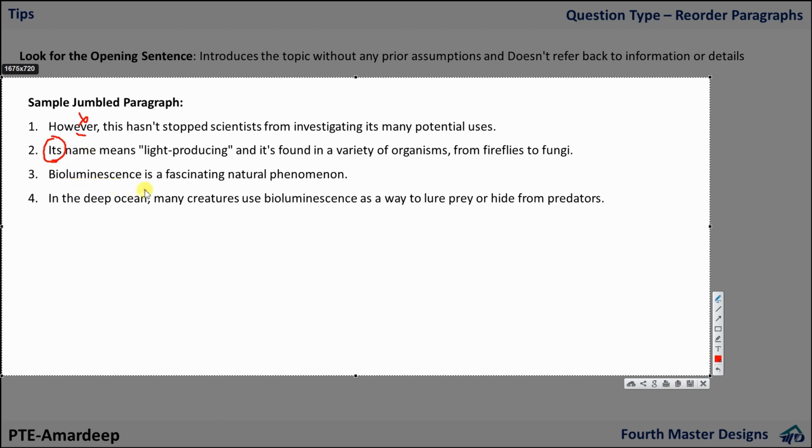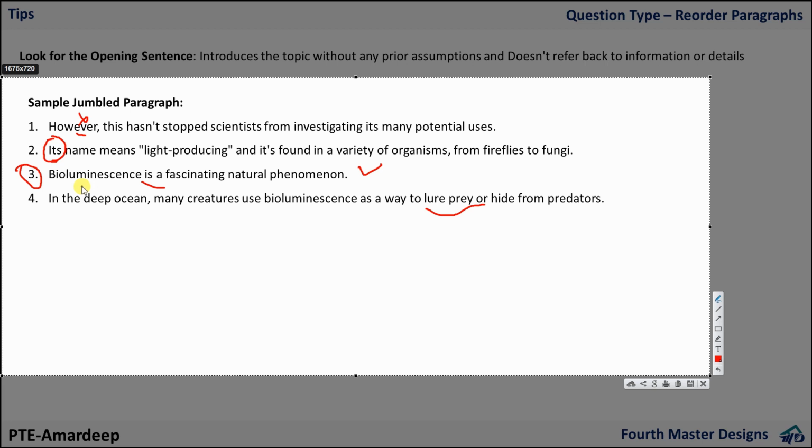Then "bioluminescence is..." is a kind of definition. This can be my opening. "In the deep ocean, many creatures use bioluminescence as a way to lure prey or hide from predators." This is not introductory, but is adding information to the main definition. So always look for the opening. The only opening sentence here can be your third one. Why? Because this is giving the definition.